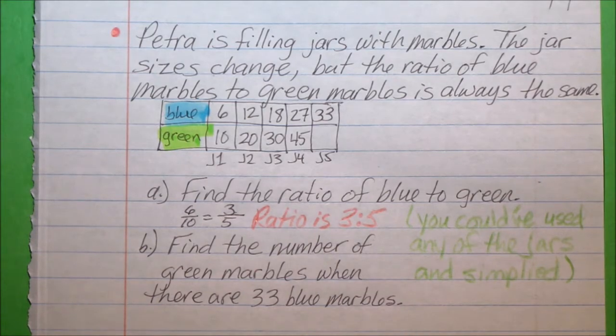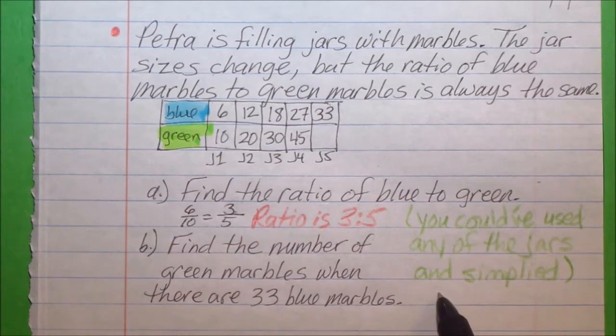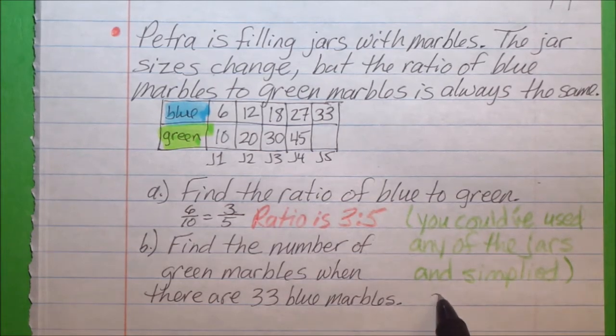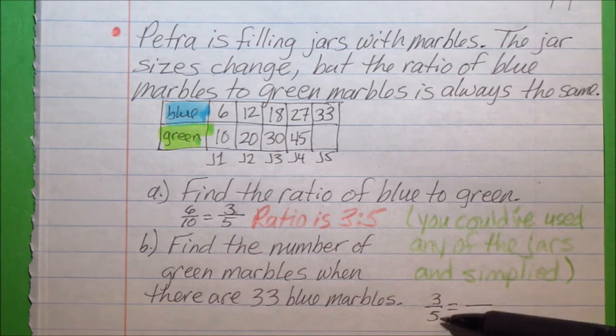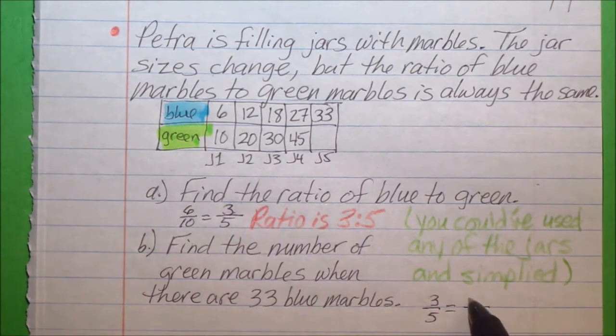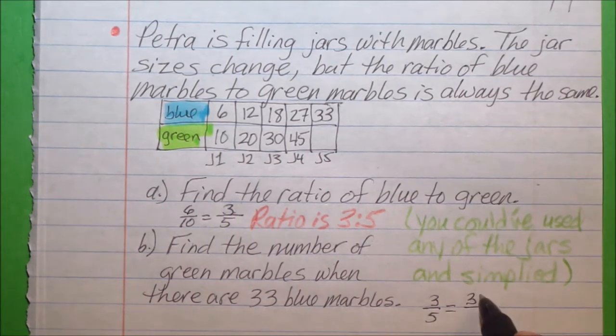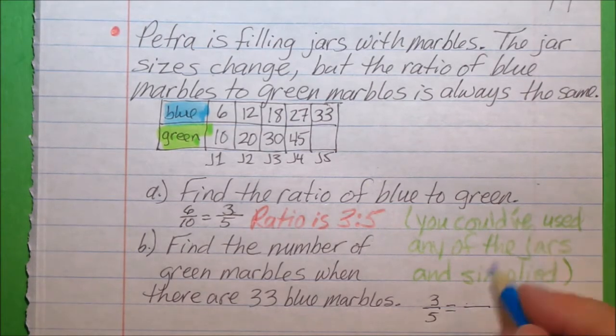All right. Okay, well, I start with the ratio. I know that the ratio is 3 to 5. So I'm going to write 3 to 5 equals, okay, there are 3 blue marbles for every 5 green marbles. All right, that's what that means. So that means if I know that there are 33 blue marbles, actually, I think I'll write that in blue. Makes sense. I know that there are 33 blue marbles.